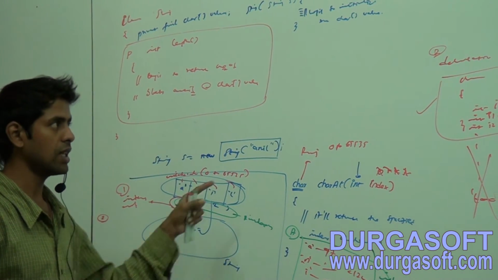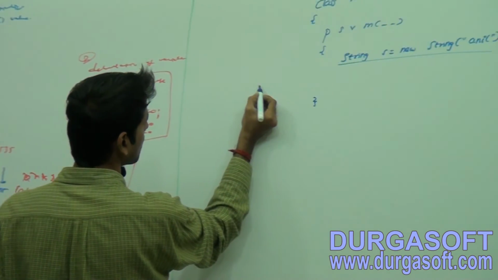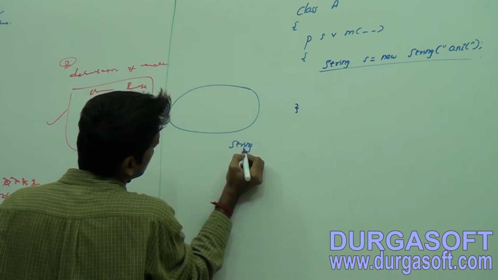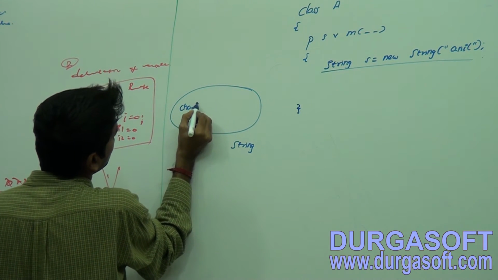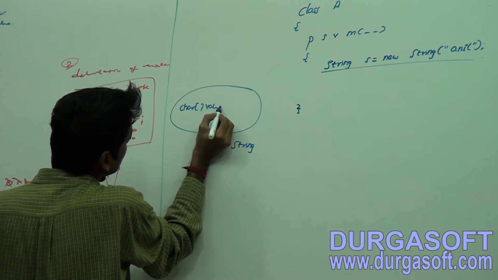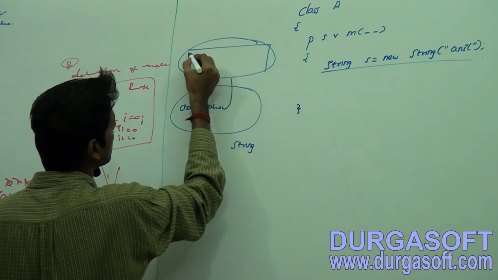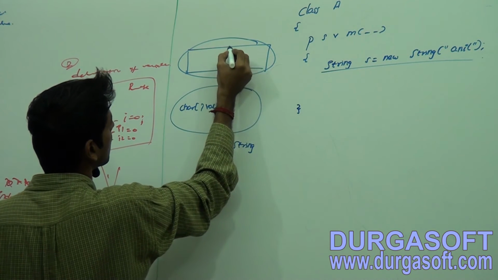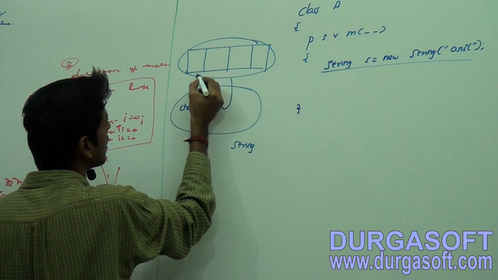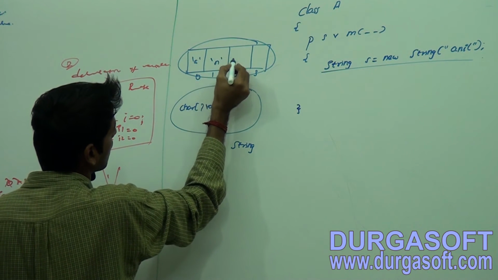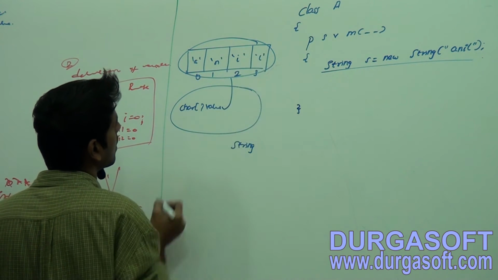Now observe the same structure. A string object will be created, and within that an array is initialized, that is a character array. Now here, indexes 0 1 2 3, with characters a, n, i, l.